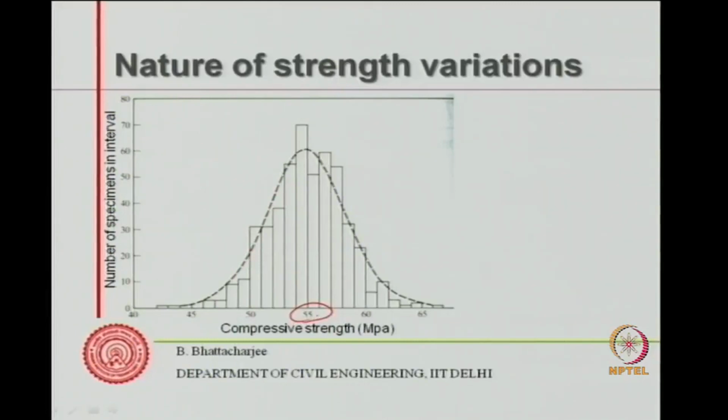I'll find that if I test a large number of cubes and plot a frequency diagram like this, a good majority will show strength close to what I have conceived as the mean, but possibly 50% of the strengths would be lower than that, and 50% would be higher than that. This is because cube compressive strength at the age of 28 days depends upon too many factors. There are too many variables.